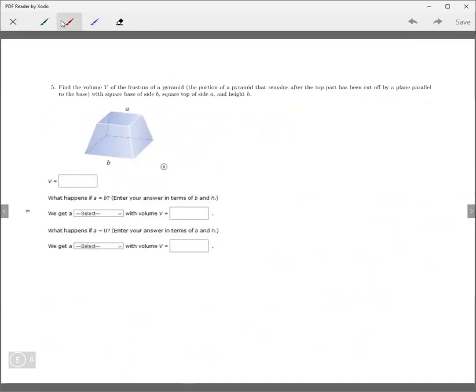So number 5 is find the volume of the frustum of a pyramid. So it's the portion of a pyramid that remains after the top part has been cut off by a plane parallel to the base. Okay, so the square base has this side of length b, the top side is length a, and height is h.